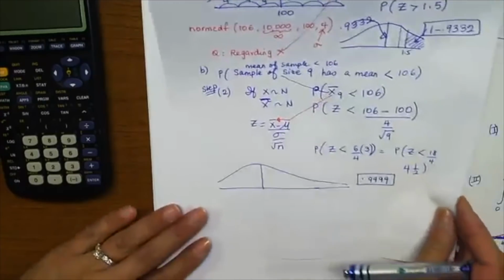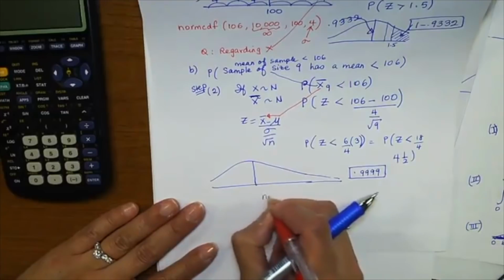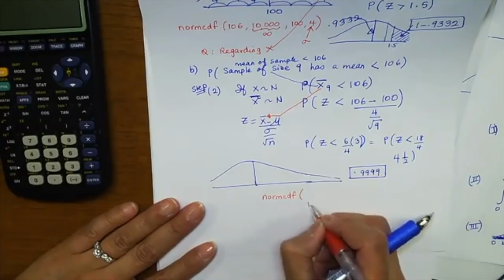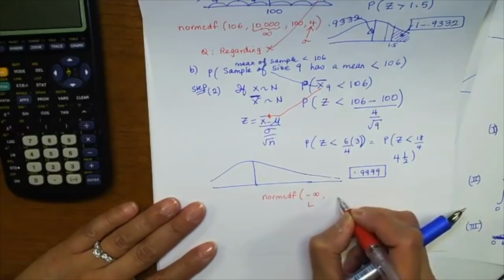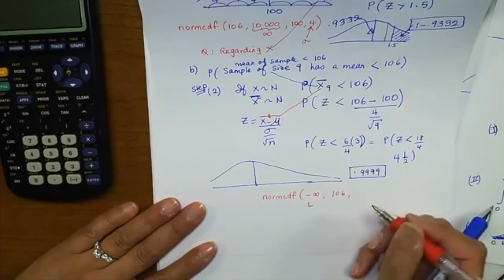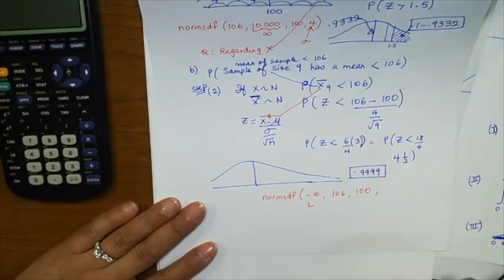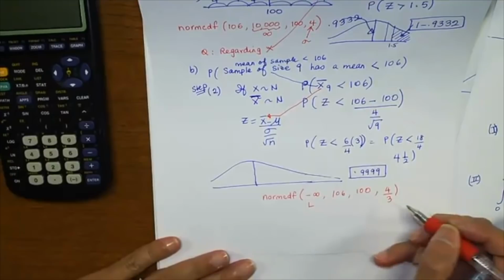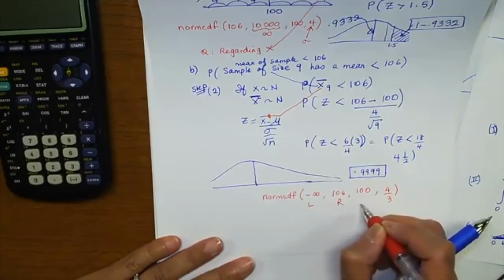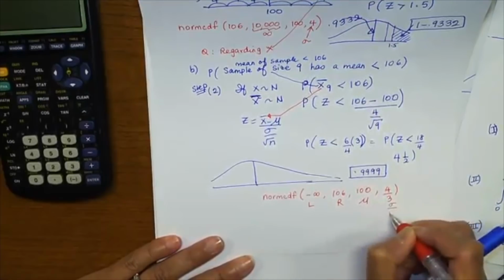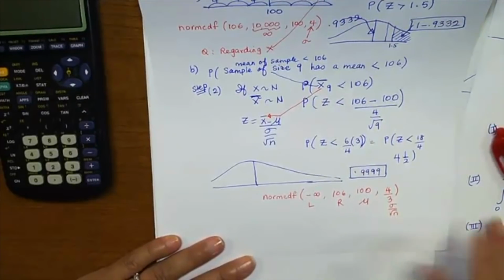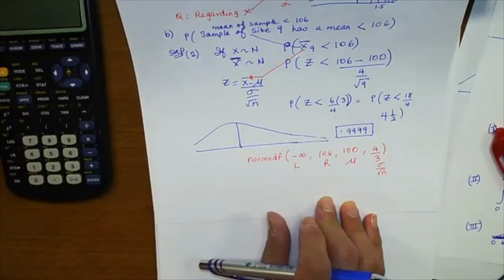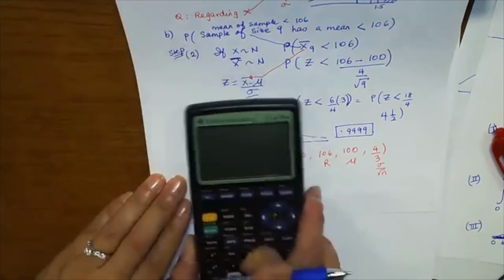So you could do that, or you could skip all of this and just go norm CDF. Left is minus infinity. Right is 106. Mu is 100. And sigma is 4 over 3. So can you plug this in and tell me what you got? This is sigma over root n, because the question is regarding X bar. What do you see on your calculator? Let me do it.